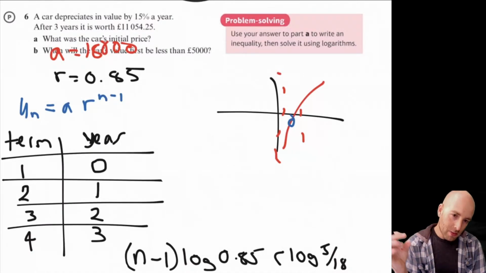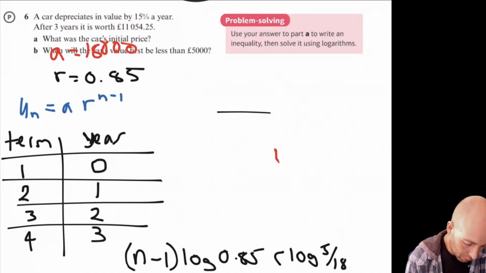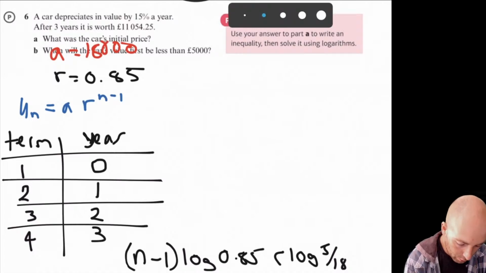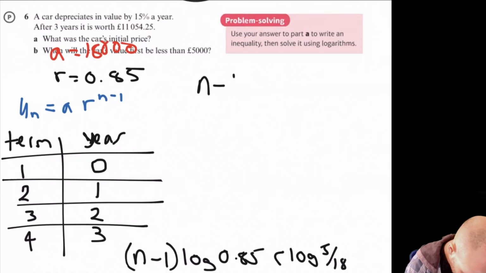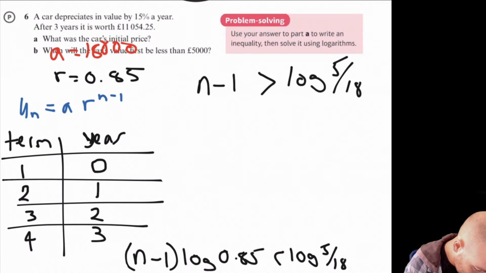If I'm dividing both sides by negative, I need to switch that sign around. So you've got to check that and be very careful with that. Log of anything less than 1 is a negative. So we get n minus 1 is now greater than log of 5/18 over log 0.85.